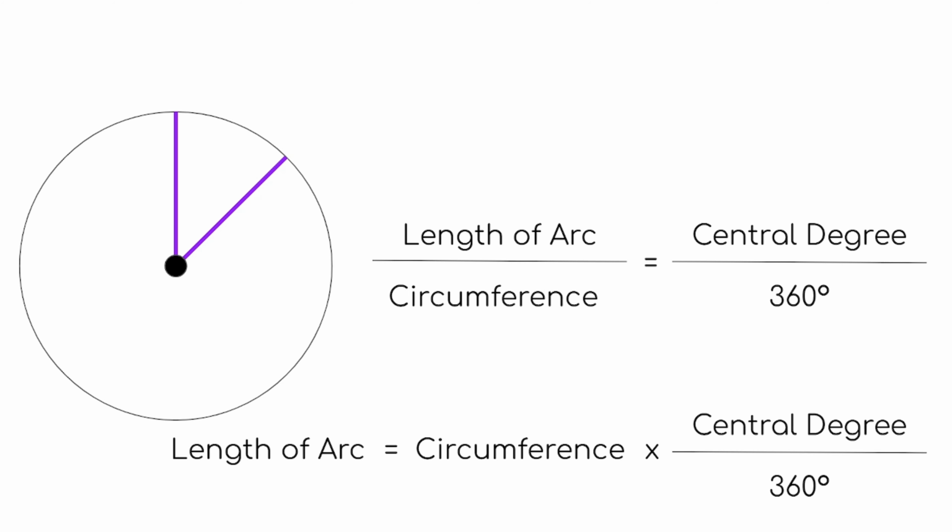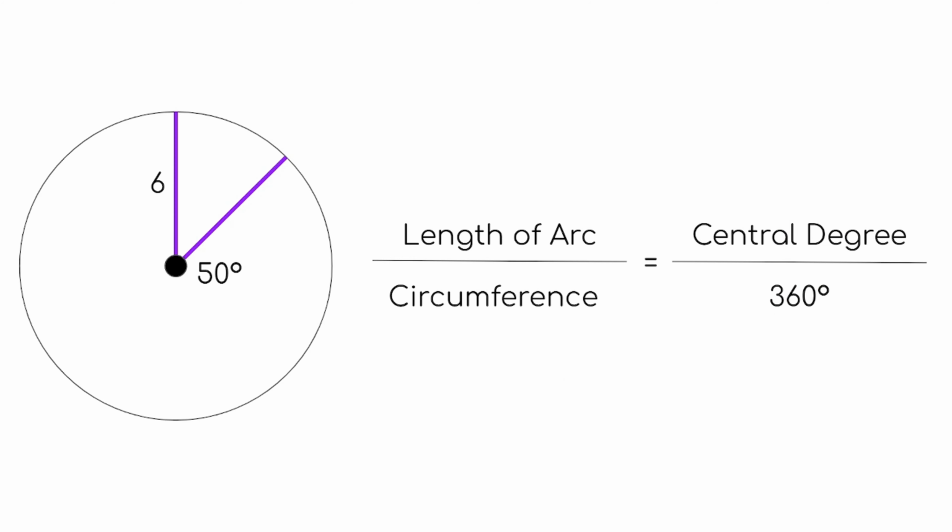Now I don't think you need to know how to find the area of a sector, but if you did, then all you really need to change is circumference to area. So here, instead of length of arc, it would be area of a sector, and instead of circumference, it would just be area of a circle. And then same thing here, the central degree over 360 would still stay the same.